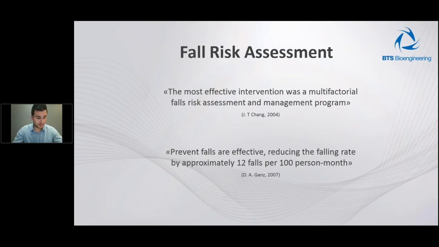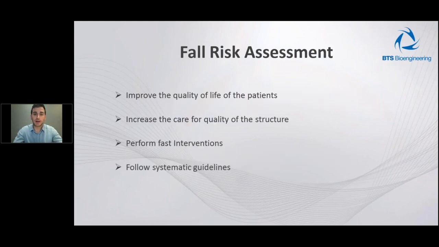Evaluating the risk allows reducing the risk itself and consequently improves the quality of life for the patient by reducing the rate of injuries. It also increases the quality of care of the structure by reducing the rate of accidents inside the structure, by performing fast intervention. And so, an adequate falling risk assessment manages to reduce the incidence of falls and consequently to reduce the cost for the structure. For this reason, national and international guidelines suggest evaluating the risk of falls.